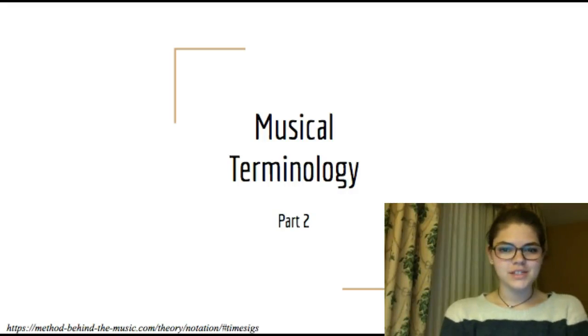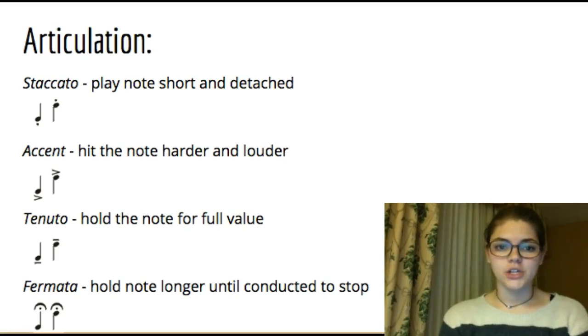Hello students! So part 2 of our lesson today is on musical terminology. The first thing that we will be learning during this lesson is articulation. So what articulation is, dealing with music, is how a note is played.